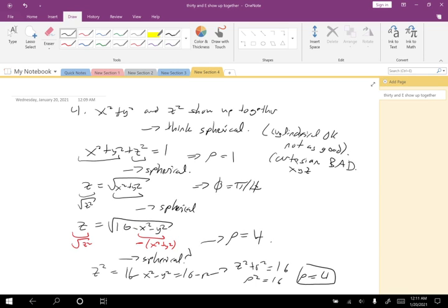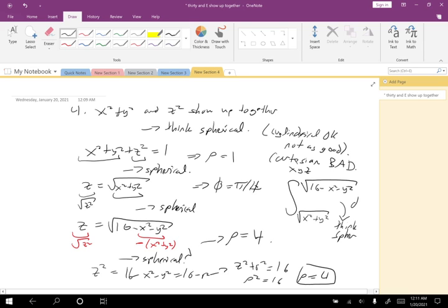So, one thing you'll see on your homework, you might have integrals with weird looking limits, from the integral of square root of x squared plus y squared, and then you might have something like 16 minus x squared minus y squared. You should immediately think spherical coordinates, because you see z and square root of x squared plus y squared. Okay, hope this was helpful.